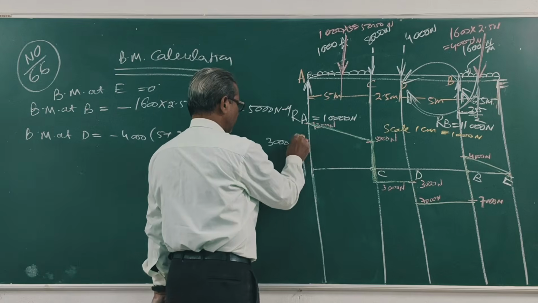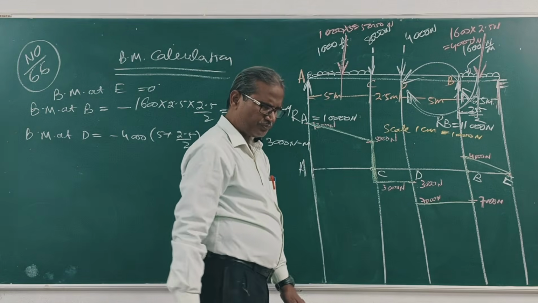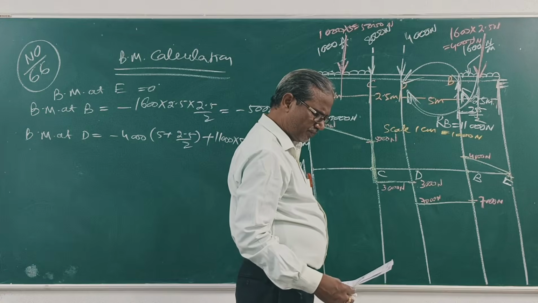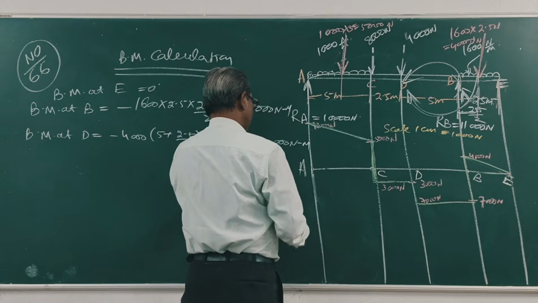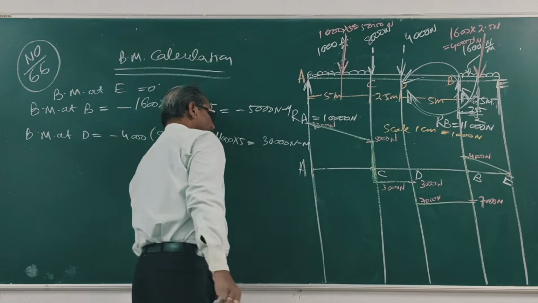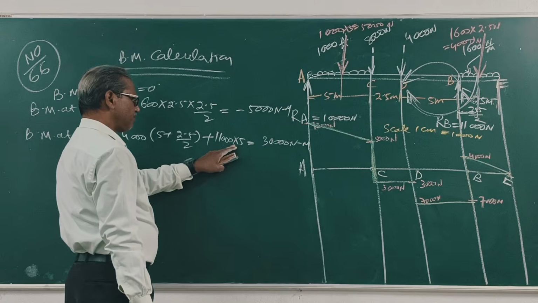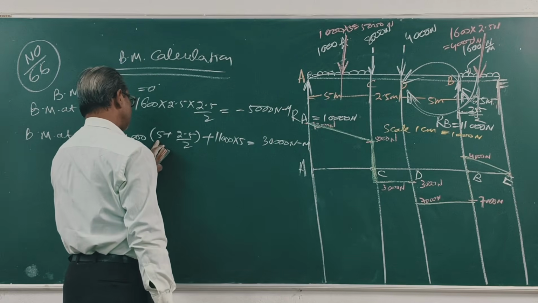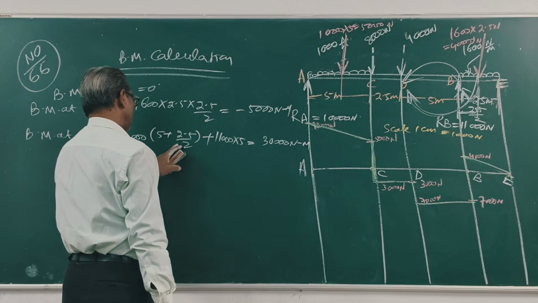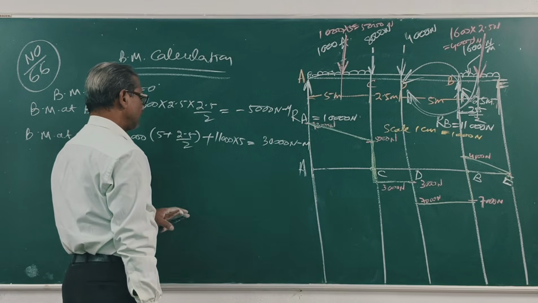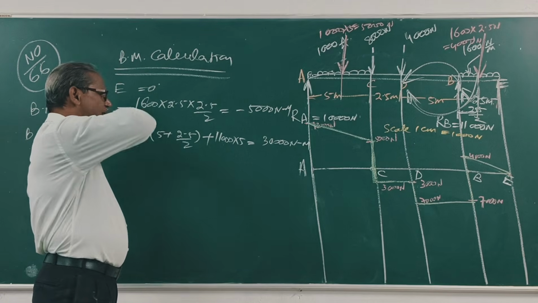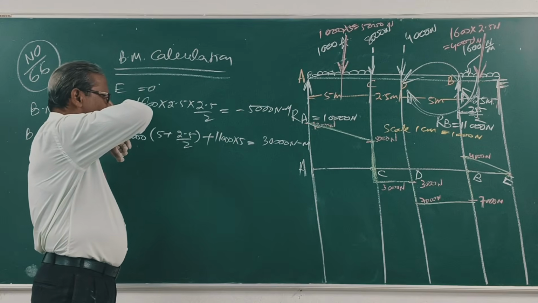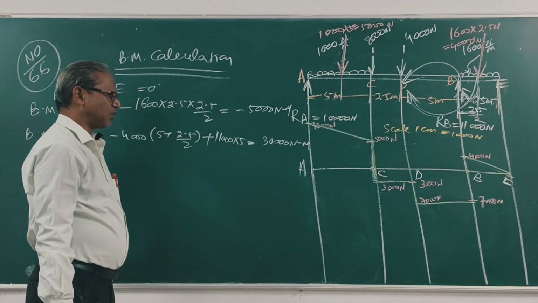Clear? 30,000 Newton meter. 11,000 into 5 is 55,000. This is 25,000: 5 plus 1.25, that is 6.25 into 4,000. Clear? 6.25 into 4, 25. So 25 minus 55 gives 30,000 Newton meter.